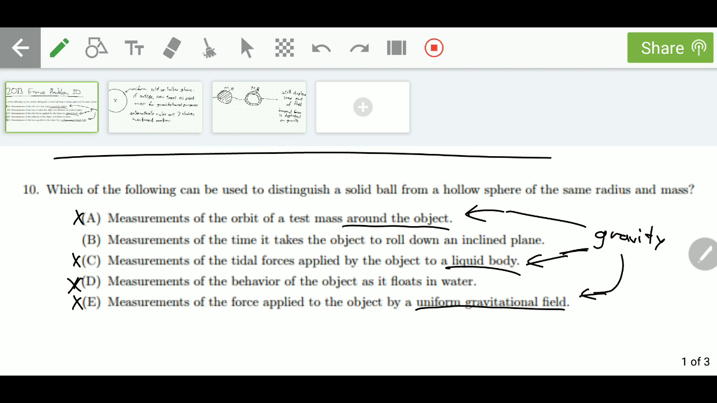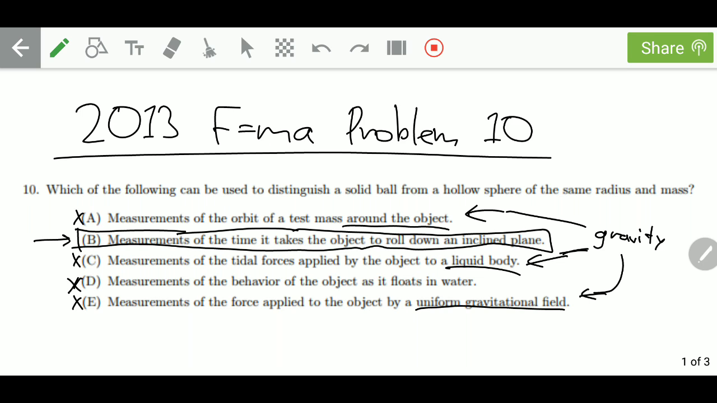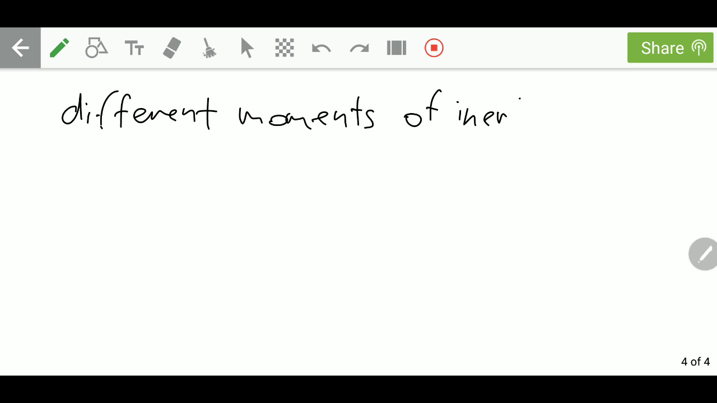So option B says measurements of the time it takes the object to roll down an inclined plane. So why does this make a difference? What makes this correct? Now that we've ruled out everything else, we could proclaim victory, but I would at least like to discuss the reason that this happens. Basically, these two have different moments of inertia. And this is really the critical difference between a solid sphere and a hollow sphere. In fact, if you had seen the options and just seen option B, you might have immediately known that that's the correct answer and just moved on.